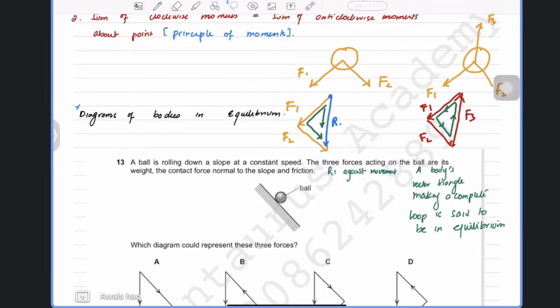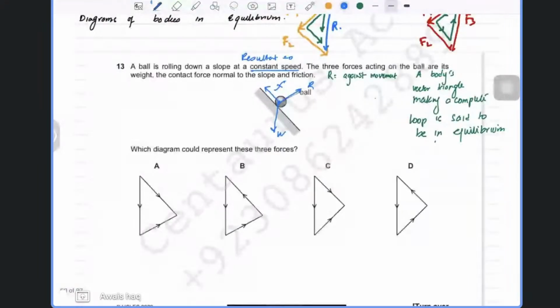Keeping this in mind, the question says a ball is rolling down at constant speed. If there's constant speed, obviously the net force, the resultant force, is 0. Let me write resultant is 0, unless it's also changing direction, which would be a different thing. The three forces acting on the ball are weight, which is down, the contact force, which is like this, and friction, which is against the movement. It asks which diagram could represent these forces.